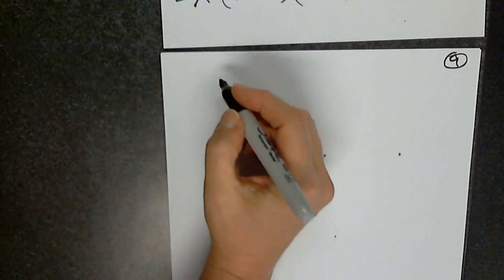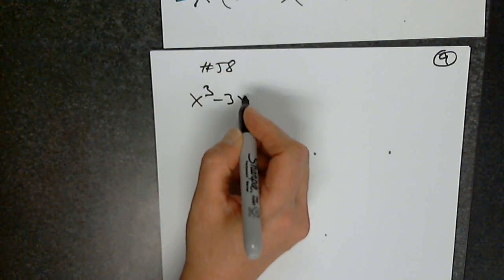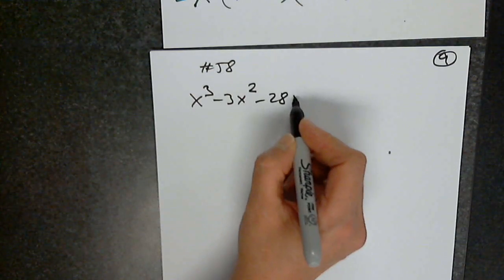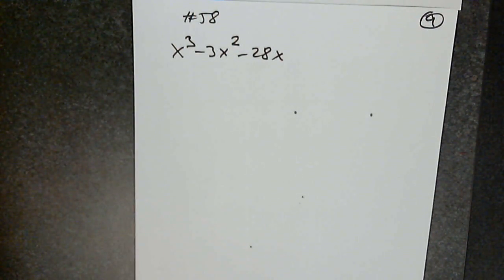Okay? So let's choose another 2 or 3 problems here. Let's look at 58. We have x to the third minus 3x squared minus 28x. Remember the strategy? We have to go through all those questions. What is it? Is it in descending order?